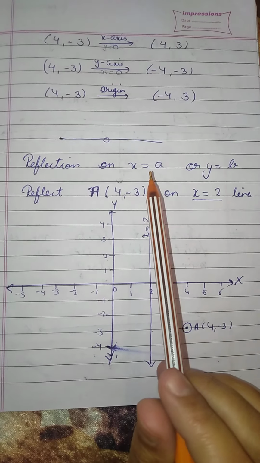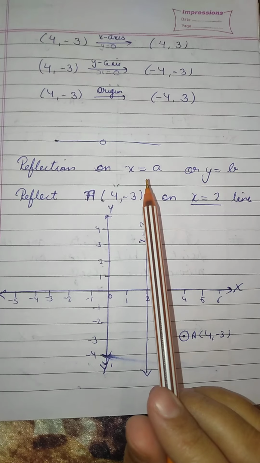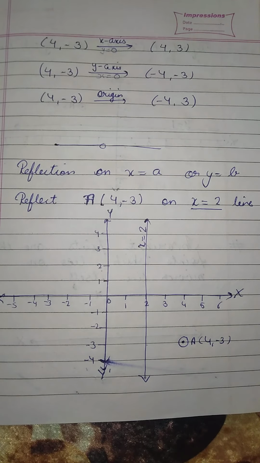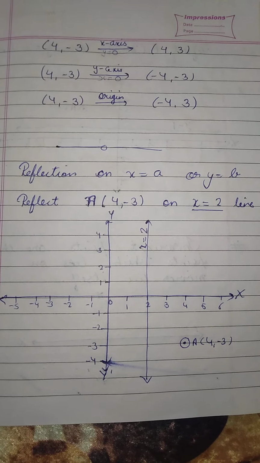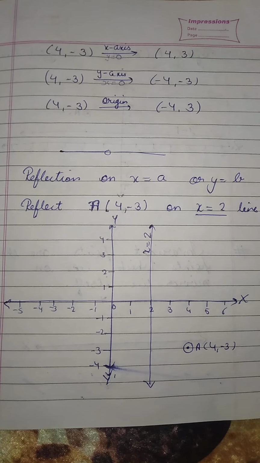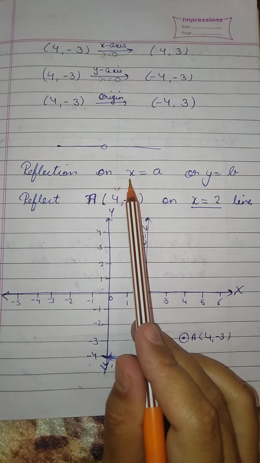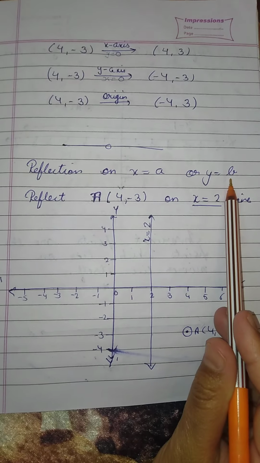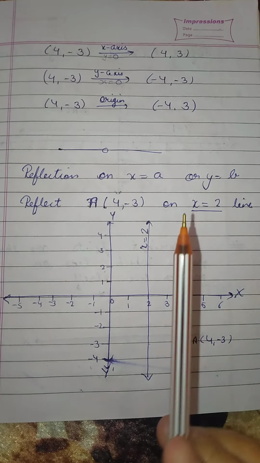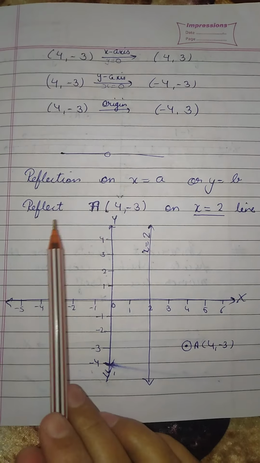Now in the next topic, I will explain that if the mirror line is neither the x-axis nor the y-axis and it is also not the origin, but something like x equal to a or y equal to b, these are the mirror lines, then how do we reflect? I'll explain this by taking one example.